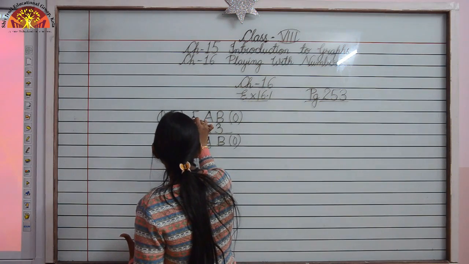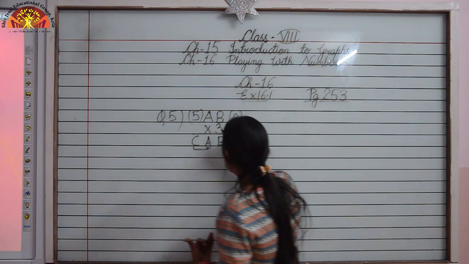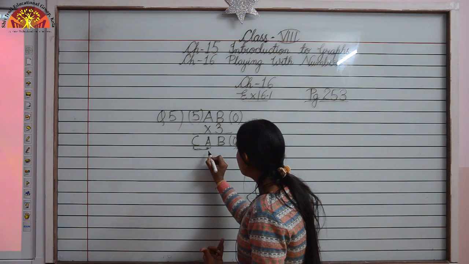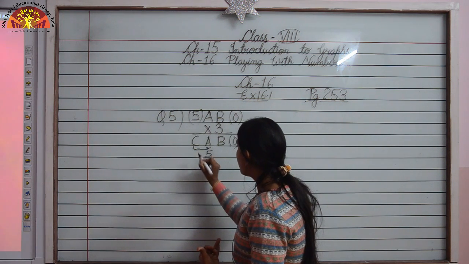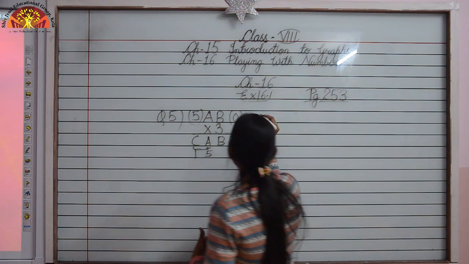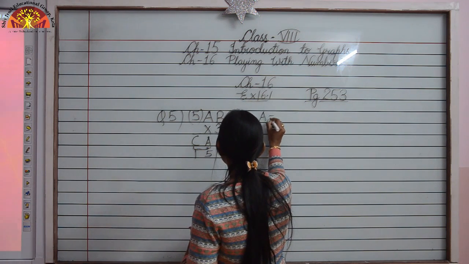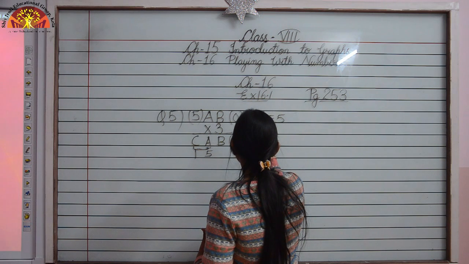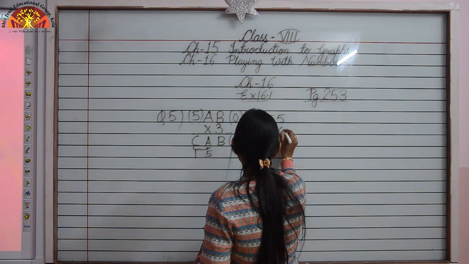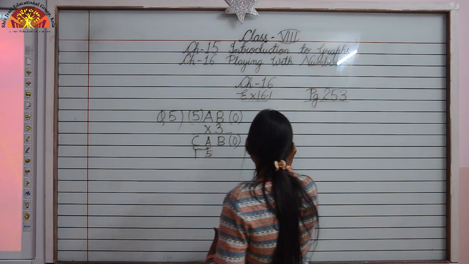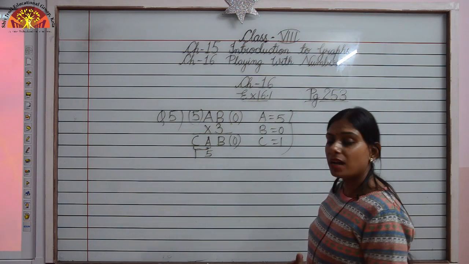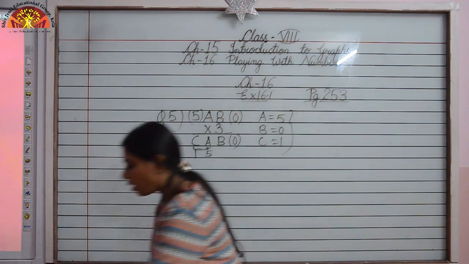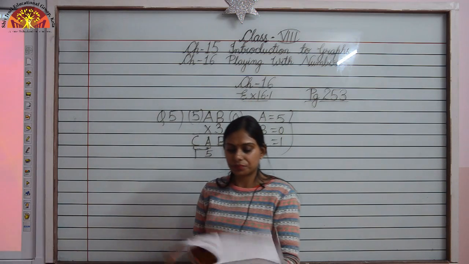So if I am taking the value of A as 5, so 3 5s are 15, that means here 5 is coming and the value of C will be 1. So here the value of A is equal to 5, B is equal to 0 and C is equal to 1. This is your answer. Is it clear? Now we'll just move to the next question.